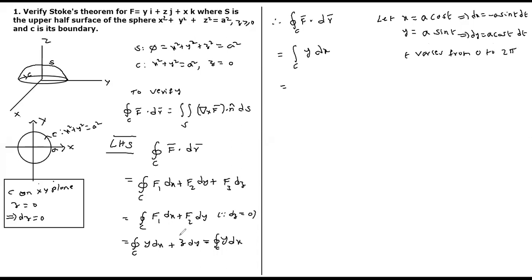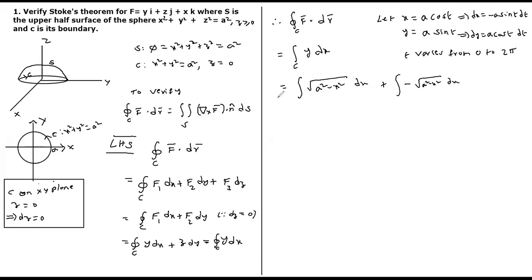And please listen again. You cannot eliminate y. You cannot say that this is under root of a square minus x square dx. Under root of a square minus x square gives only the upper semicircle. Can you see that? But you need to integrate over the entire circle. If you want to do it in Cartesian form, you have to do it in two parts: under root of a square minus x square and minus under root of a square minus x square.